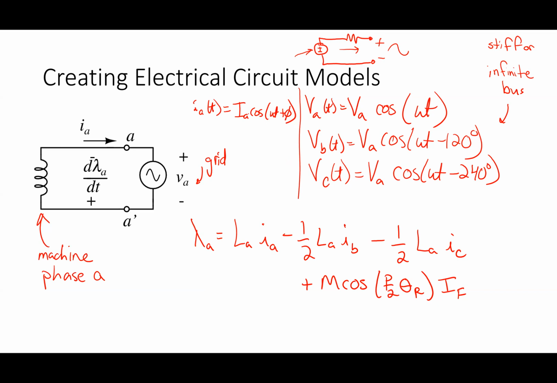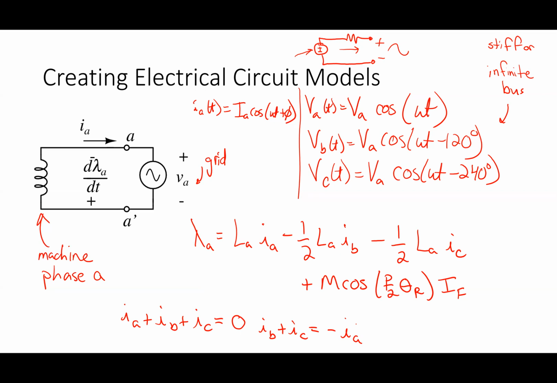All right, what do we know is true about IA plus IB plus IC? What is that always equal to in a balanced 3-phase system? 0. Okay, so that means that IB plus IC equals negative IA, right?